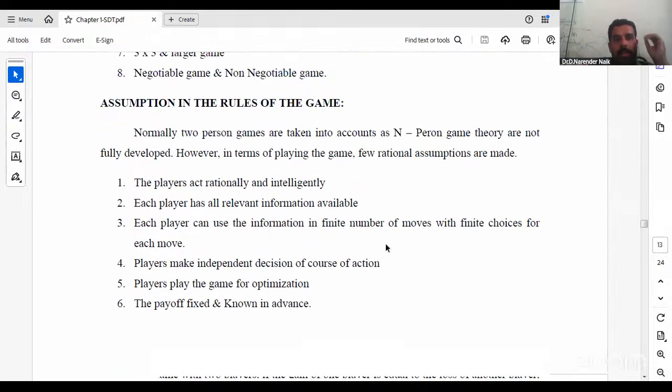So once again, you see the assumptions here. Normally, 2 person games are taken into account as n-person games. Game theory is not fully developed. However, in terms of playing the game, a few rational assumptions are made. The players act rationally and intelligently. Each player has all relevant information available. Each player can use the information in a finite number of moves with finite choices for each move. Players make independent decisions of course of action. Players play the game for optimization, for the payoff fixed and known in advance. So here, what amount or price we are going to give will be known to the player in advance only. Then he will play the game very intelligently.